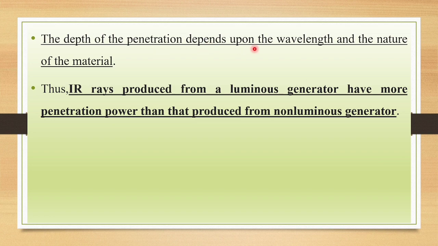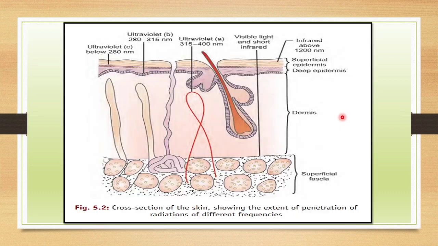The depth of penetration depends upon the wavelength and nature of the material. So thus, infrared rays produced from a luminous generator have more penetration power than those produced from the non-luminous generator. So this is the different penetration power of the infrared rays as well as the ultraviolet rays.